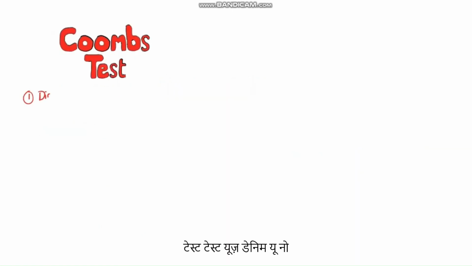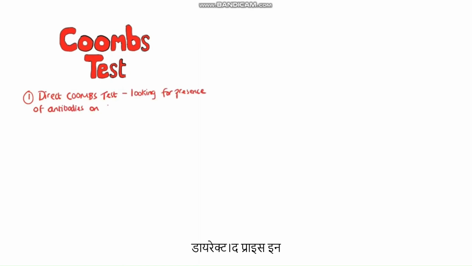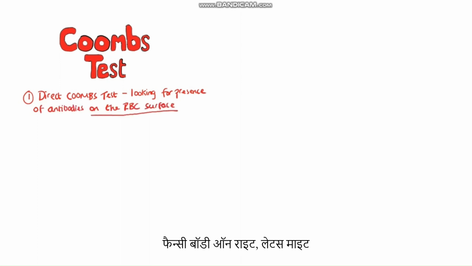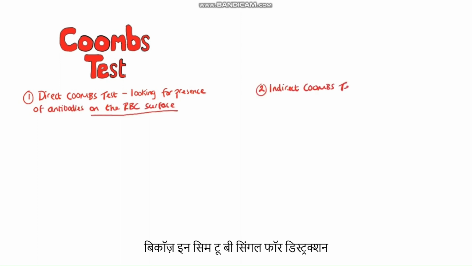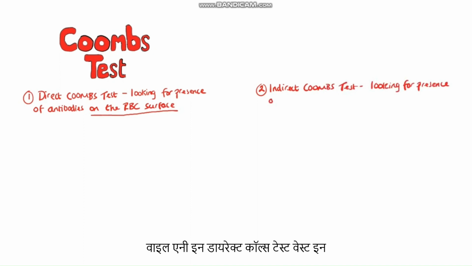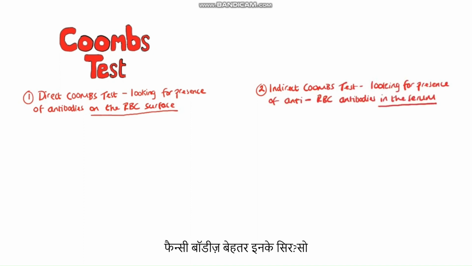The Coombs tests are a pair of tests used in immunohematology. There's the direct Coombs test that is used to look for the presence of antibodies on red blood cells that might be causing them to be signaled for destruction, while in the indirect Coombs test, we are testing for antibodies that are in the serum.